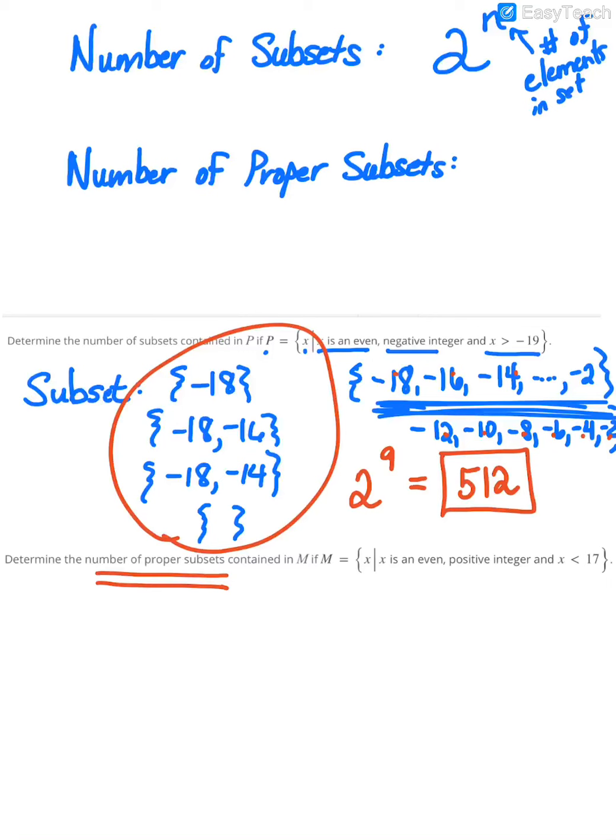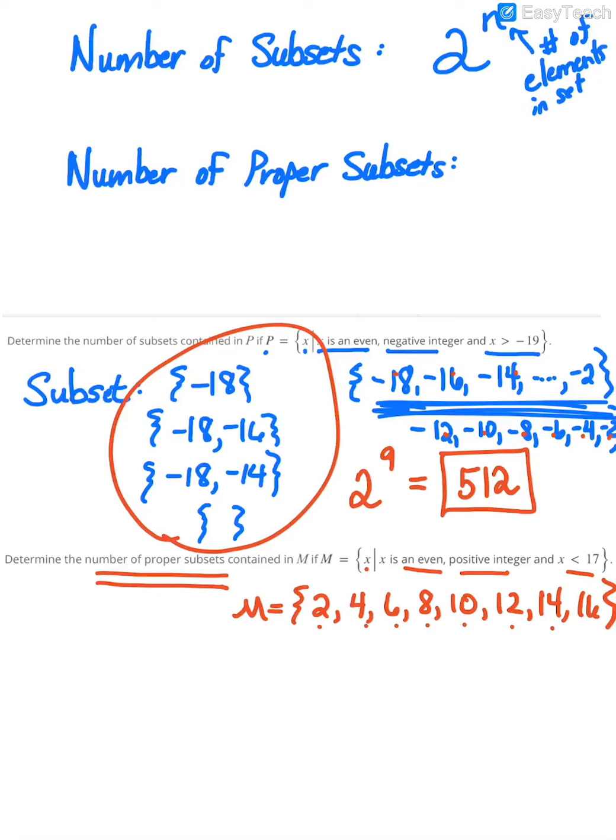So in this particular case, I'm looking at set M, where we've got the variable x. x is an even number, it's positive, and it's less than 17. So if I look at the roster for set M, it's even, it's positive, and it's less than 17. So 2, 4, 6, 8, 10, 12, 14, and 16. And if I count those, 1, 2, 3, 4, 5, 6, 7, 8.